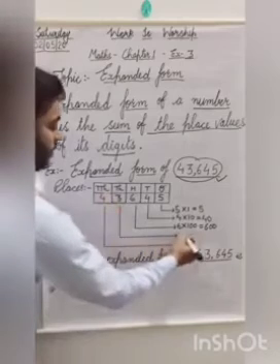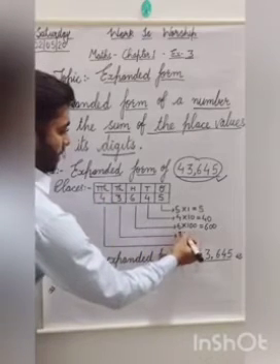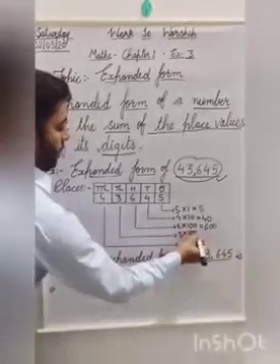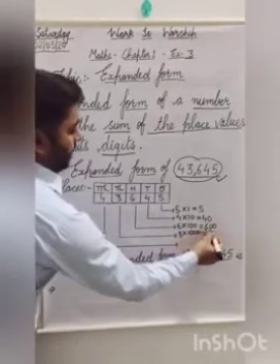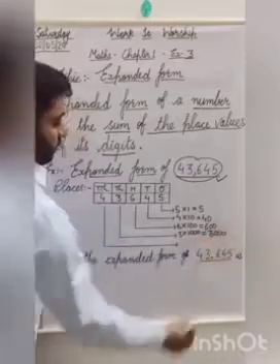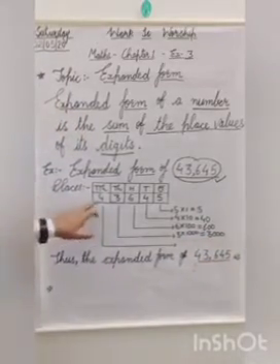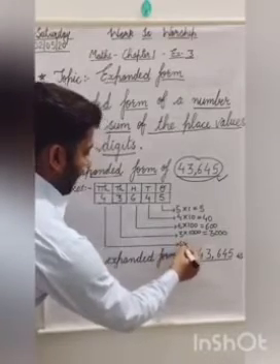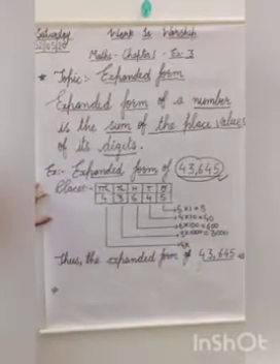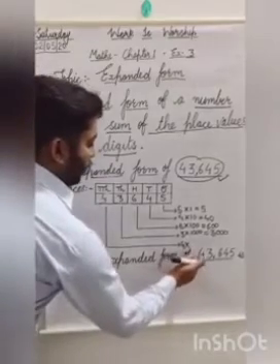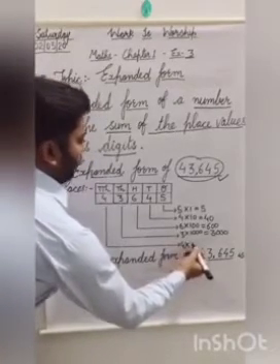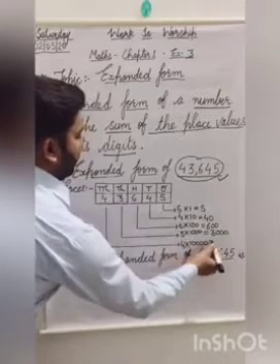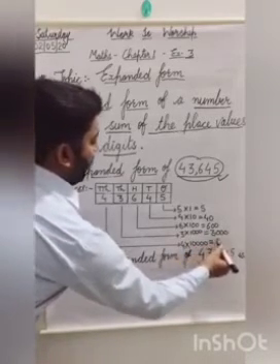Next one is 3 and 3 occupies the place 1000. So we should multiply 3 by the 1000. The place value of 3 is 3000. And the last is 4 and it occupies the 10,000 place in the place value chart. So we should multiply 4 by the 10,000. So the place value of 4 is 40,000.